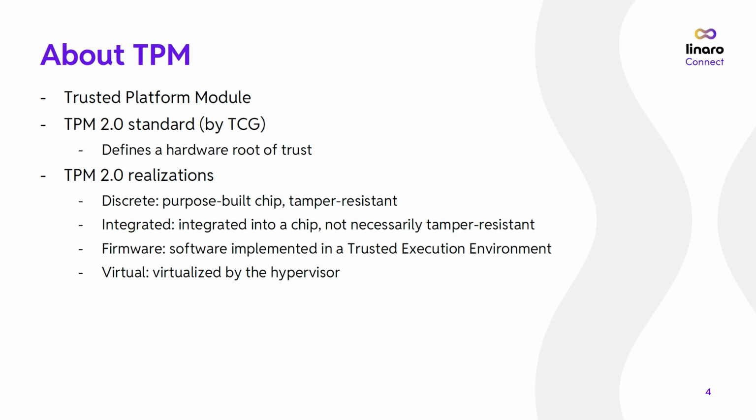The most well-known is a discrete TPM, when the TPM is a standalone chip that you can buy, solder on your board. And usually this also provides some mitigation against physical attacks. The integrated TPM, when the TPM is integrated into a larger chip like a desktop CPU. The firmware TPM, when the TPM software is running in a trusted execution environment like Arm TrustZone. And the virtual TPM when it's provided by the hypervisor.